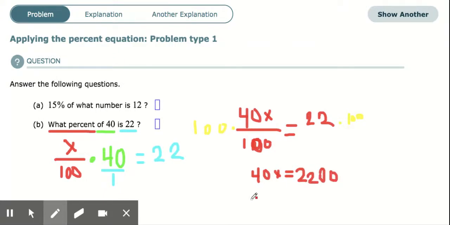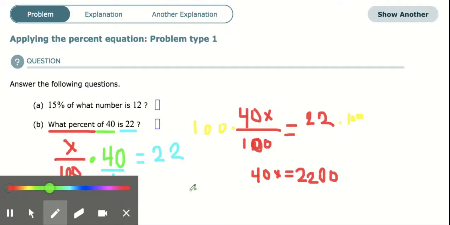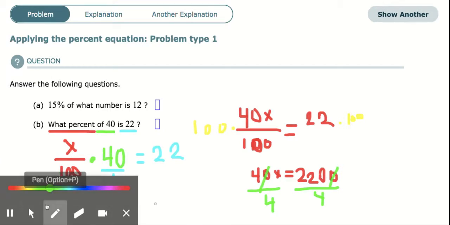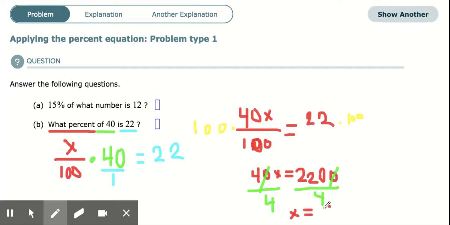Another way you can think about this is think about it without the extra zeros. If 40x equals 2200, then 4x equals 220. I think that makes it easier to contextualize, because if we divide this by 4 on both sides, then 4 times 50 would be 200, and 4 times 5 is 20, so this would be x equals 55.